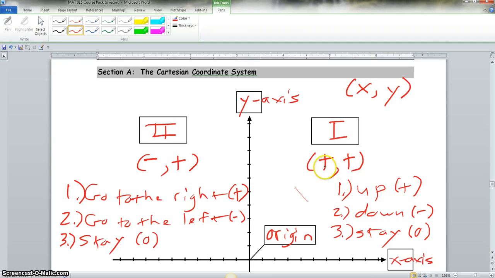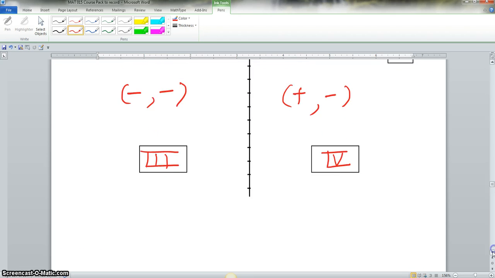So when we look here, this lets us know that we're going to go to the right on the x and up on y. Left on the x-axis and then up on the y. Number 3, since both are negative, that means we go left on the x and down on y. And then here, since x is positive, we go right on the x-axis and down on y, which is negative.